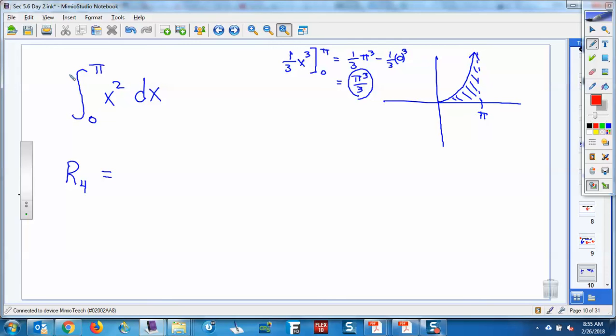If I change that just ever so slightly, and I make that sine of x squared, look what my calculator does. Why? Because it can't do the fundamental theorem part 2. There is no antiderivative of sine of x squared.